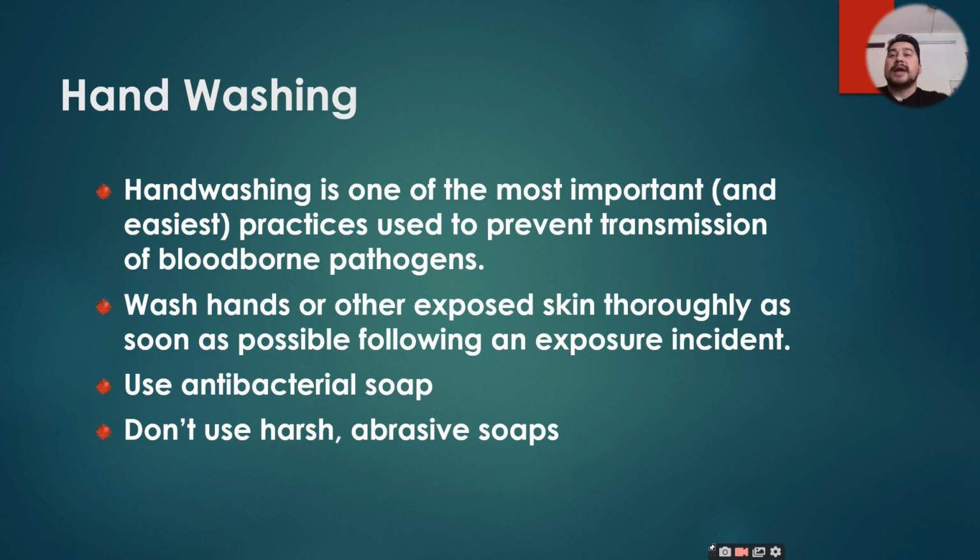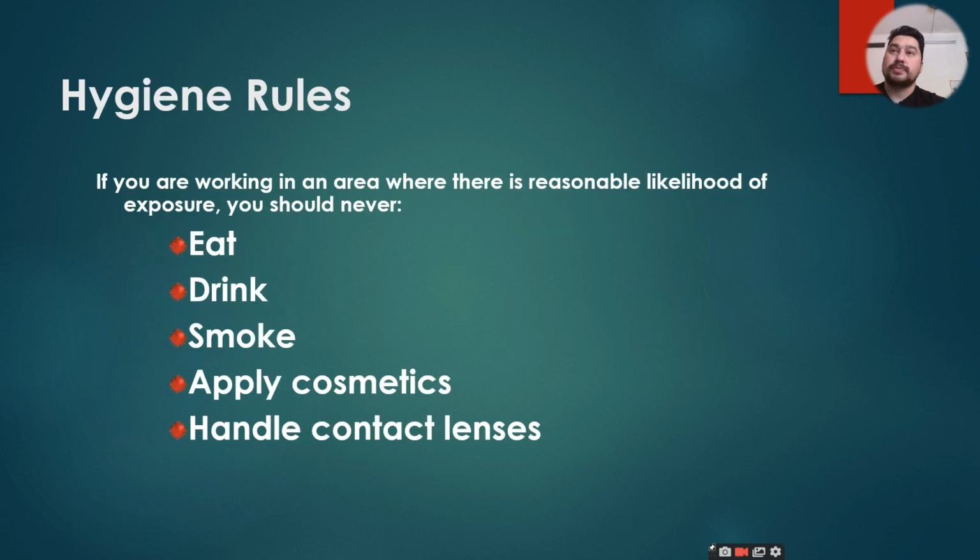Hand washing. Hand washing is one of the most important practices used to prevent transmission of bloodborne pathogens. Wash hands or other exposed skin thoroughly as soon as possible following an exposure incident. Use antibacterial soap and don't use harsh abrasive soap.